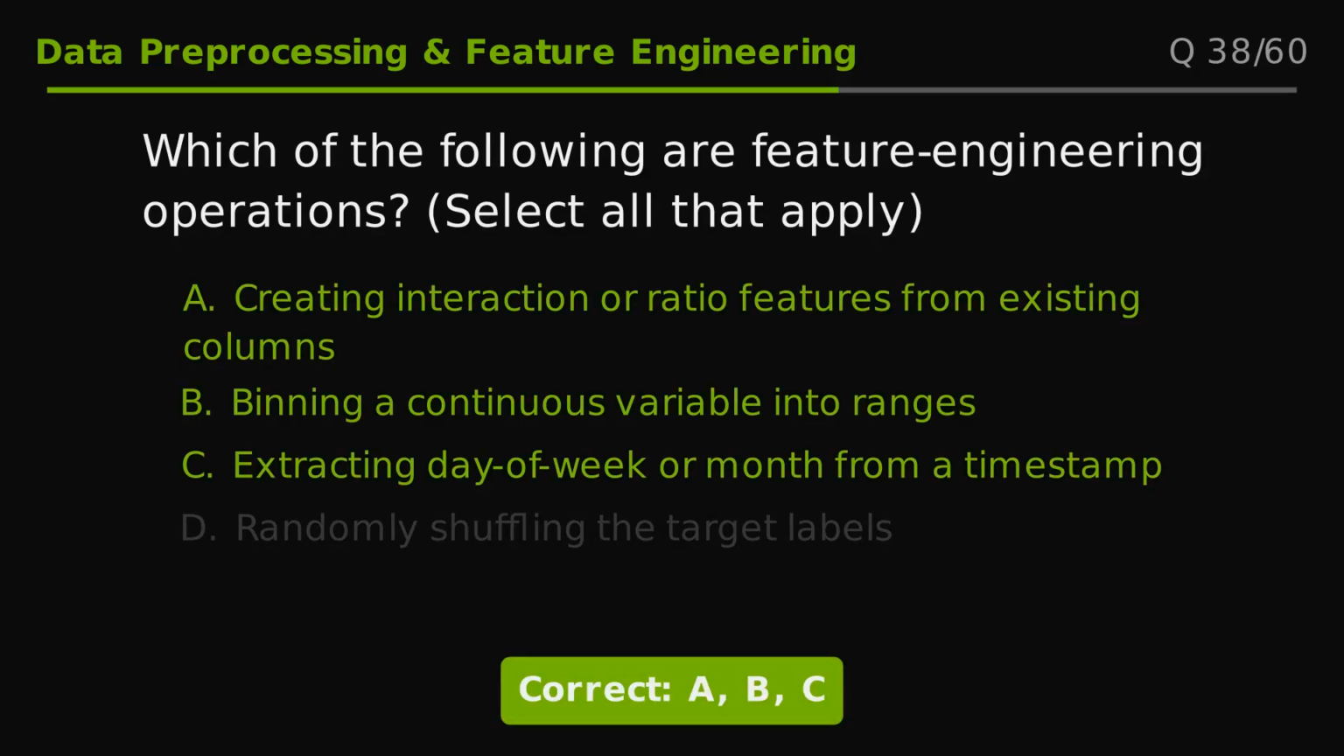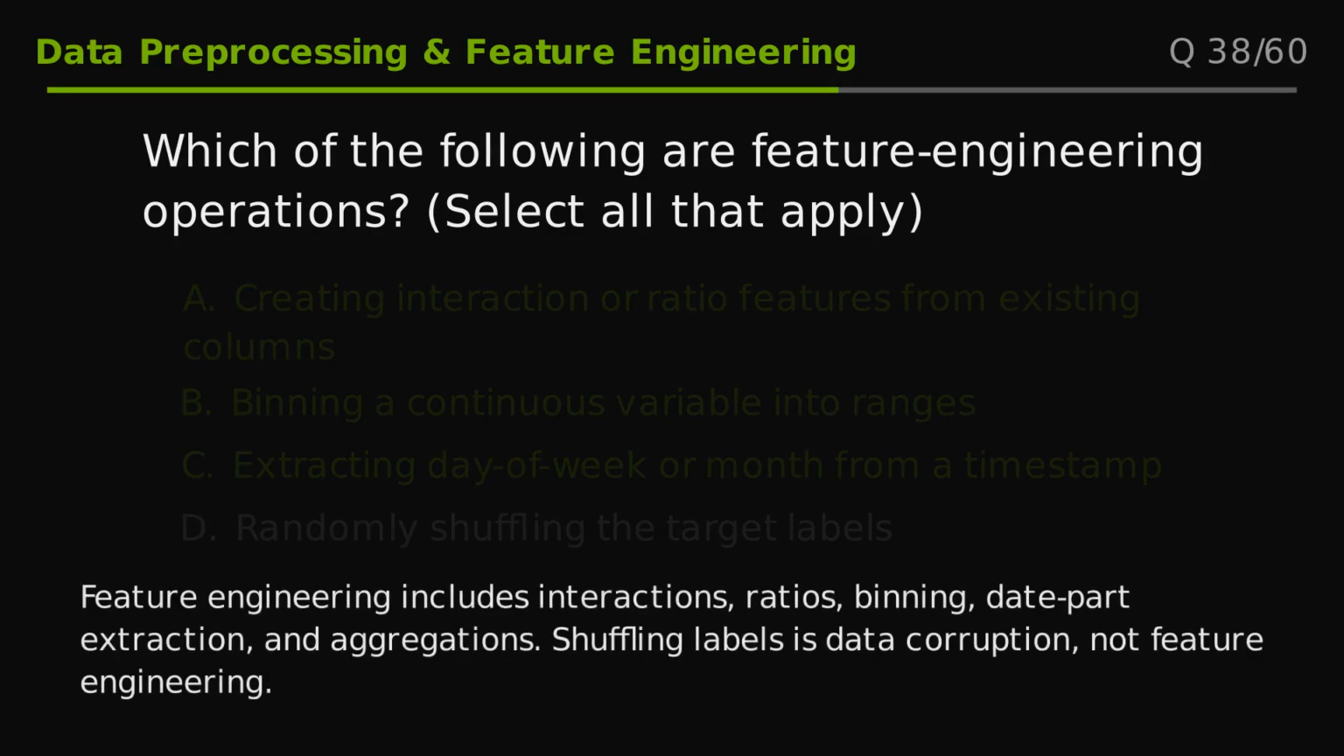The correct answers are A, B, and C. Feature engineering includes interactions, ratios, binning, date part extraction, and aggregations. Shuffling labels is data corruption, not feature engineering.